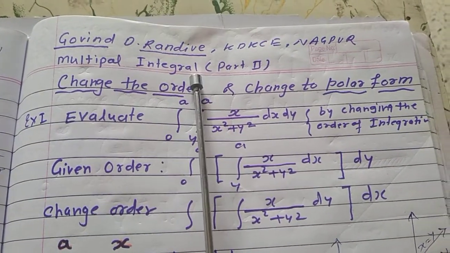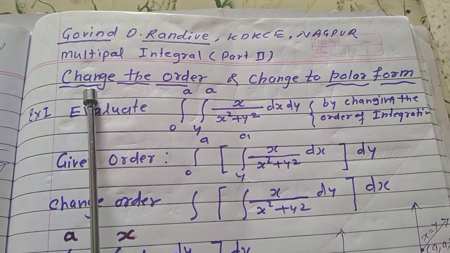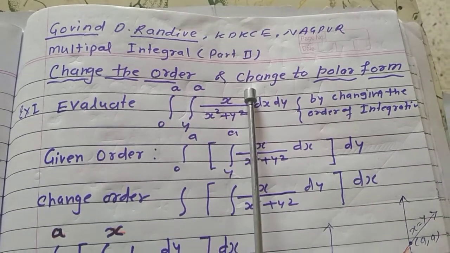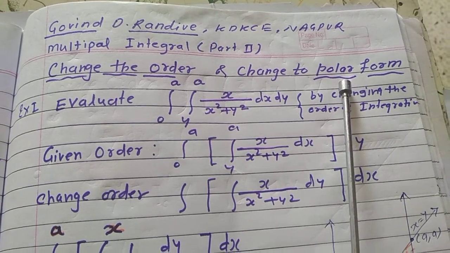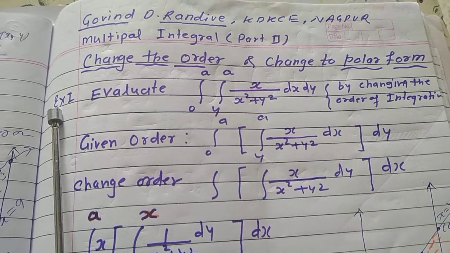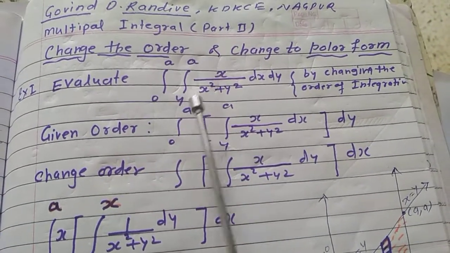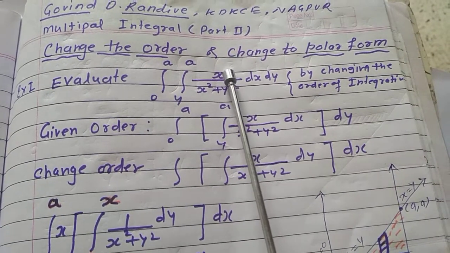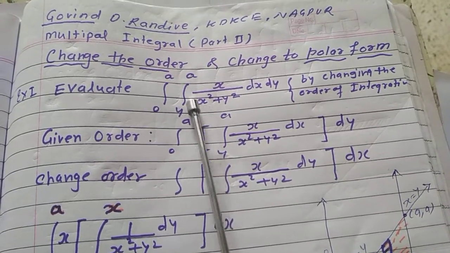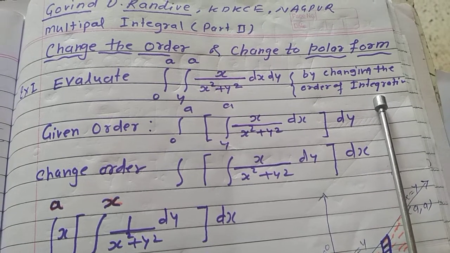Today's topic is multiple integral, part 2. In part 2 we are taking change of the order of double integration and change to polar form of double integration. Now my first problem, example number 1: evaluate the integral from 0 to a, y to a, of x upon x square plus y square, which is my function of integration, dx dy, by changing the order of integration.